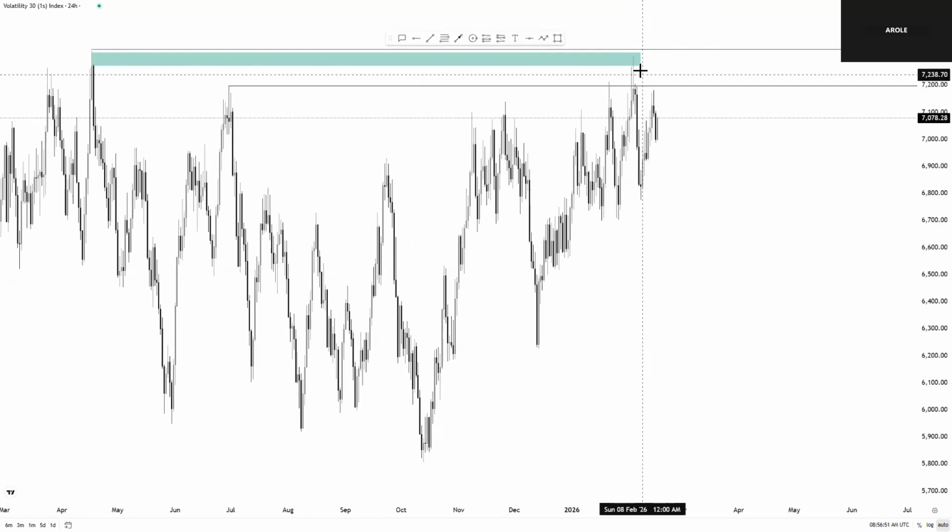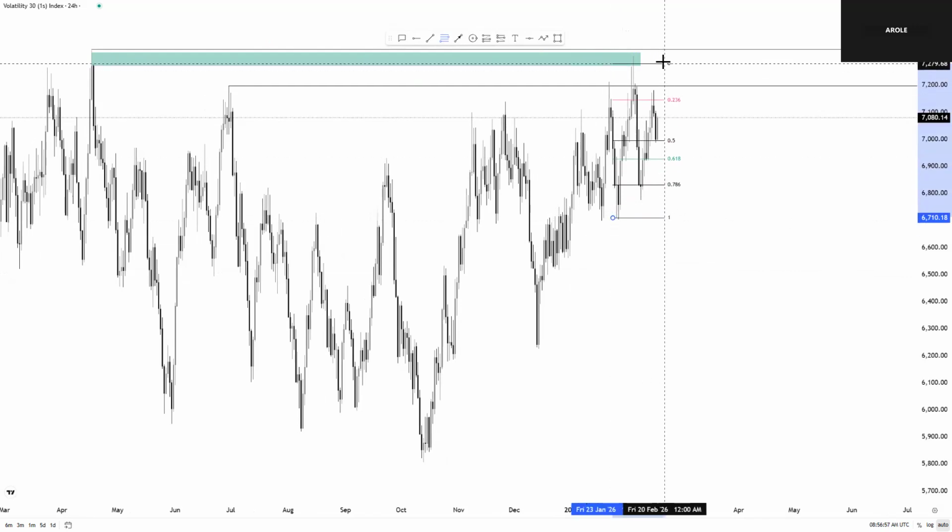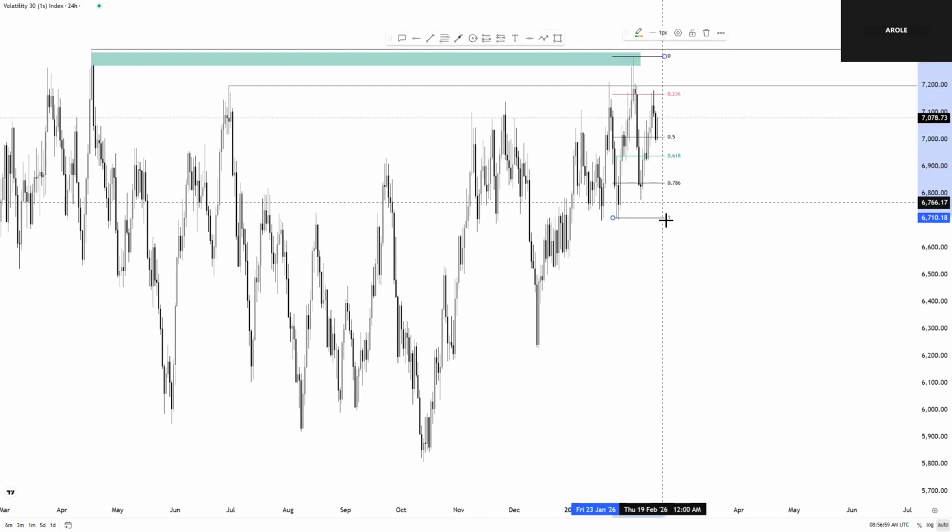What happened here now is that price created this break of structure here, and what did the price do? From this low now to this high. So what did the price do? Price still came back to around this 0.786.